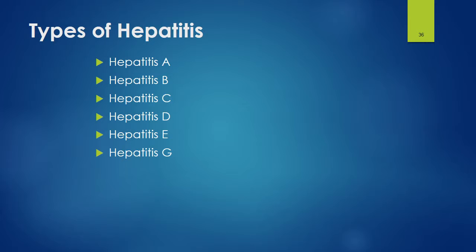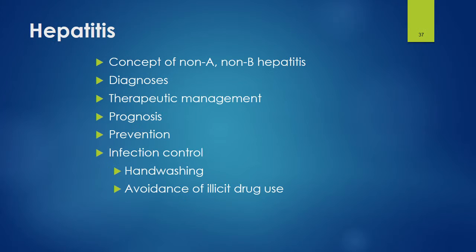Types of hepatitis include hepatitis A, B, C, D, E, as well as G. The hepatitis A virus is spread directly or indirectly by the fecal-oral route, by ingestion of contaminated food, direct exposure to infected fecal material, or close contact with an infected person.